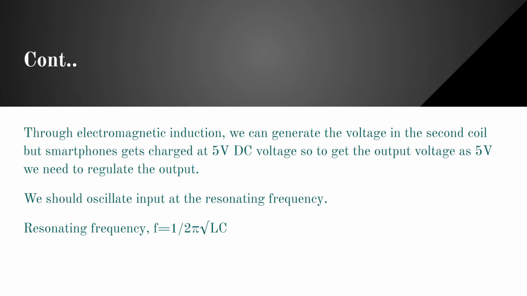Through electromagnetic induction, we can generate the voltage in the second coil, but a smartphone gets charged at 5 volt DC. So to get the output voltage as 5 volt, we need to regulate the output. We should oscillate the input at the resonating frequency. The resonating frequency is given by the formula f = 1/(2π√(LC)).